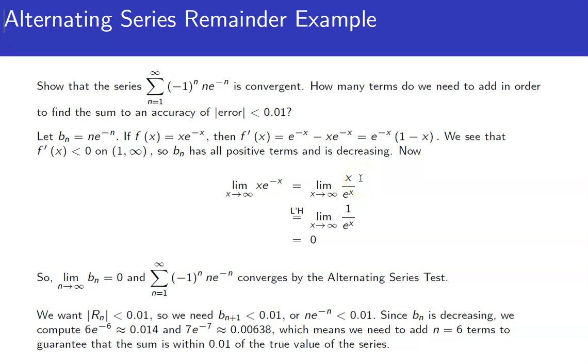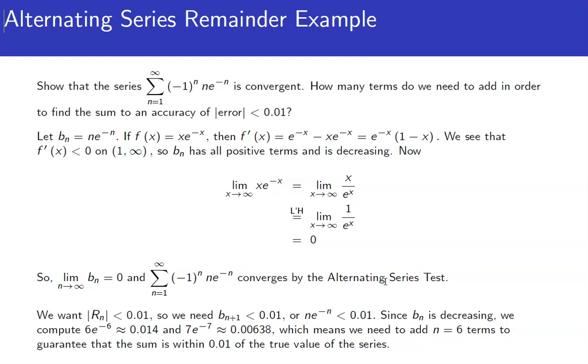Now again, if we want to show that this limit is equal to 0, L'Hopital's rule is probably the easiest way to go. Make a fraction out of it. Certainly we've got infinity over infinity now. Derivative of the top is 1. Derivative of the bottom is still e to the x. That limit's going to go to 0 because e to the x is going to get large as x gets large. So we really do have a converging alternating series here by the alternating series test.